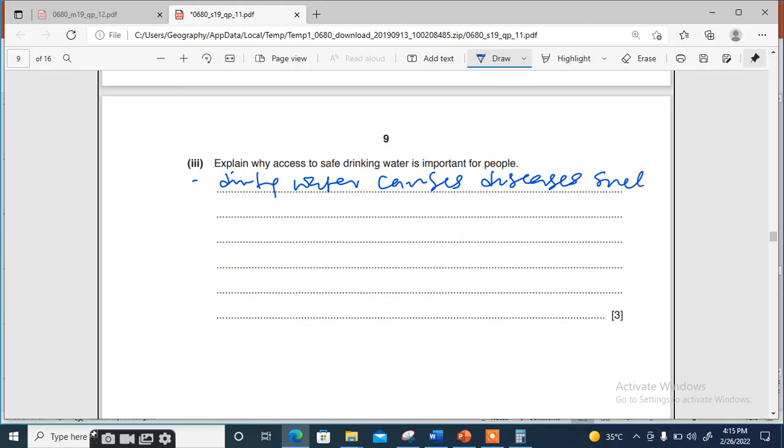Causes diseases such as cholera, typhoid, etc. Another thing is why you need safe drinking water. People die, so it can cause death if the water is not safe from these diseases. Lack of water can cause dehydration.